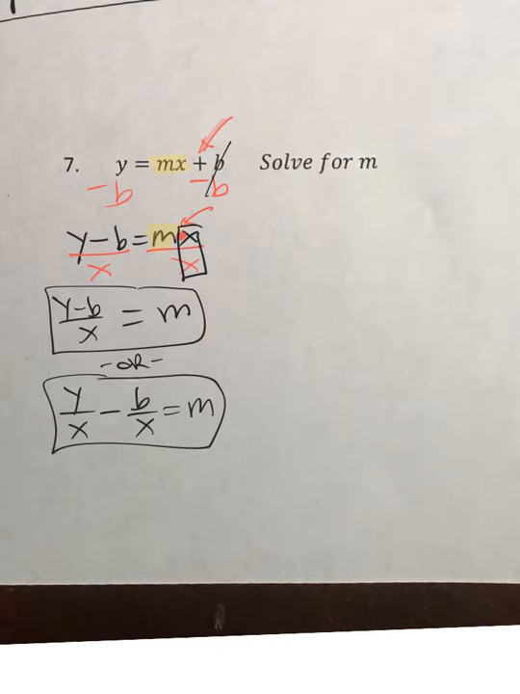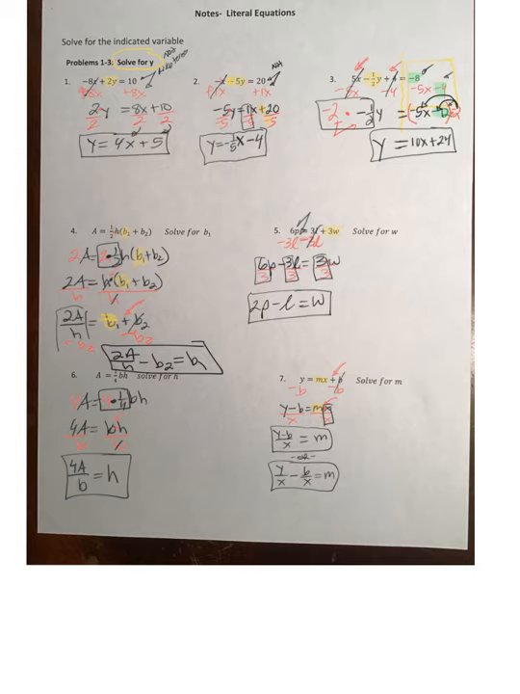So this is solving literal equations. So here are the 7 problems that we did, solving for each of the variables that they asked us to solve for. Solving literal equations just by undoing one step at a time.